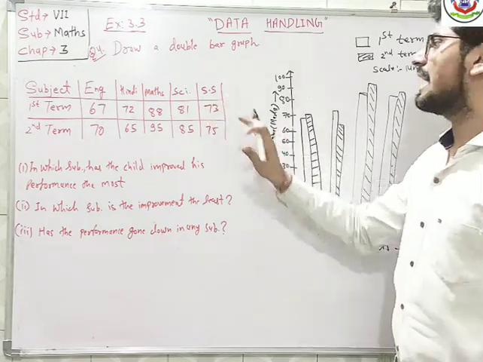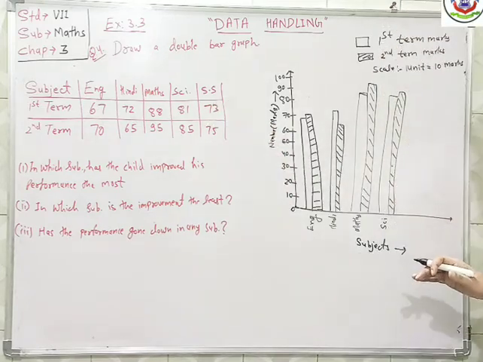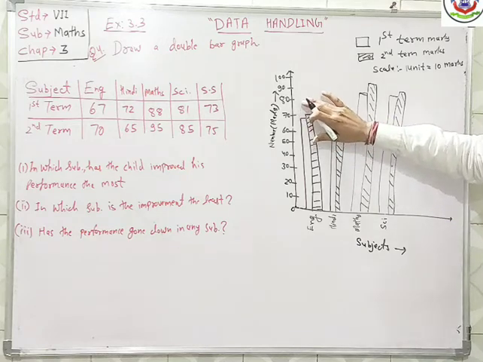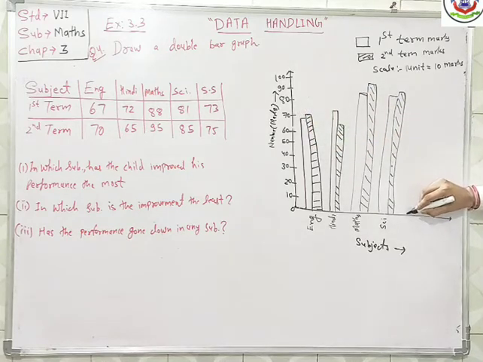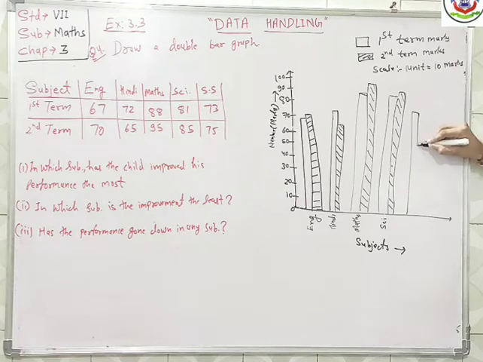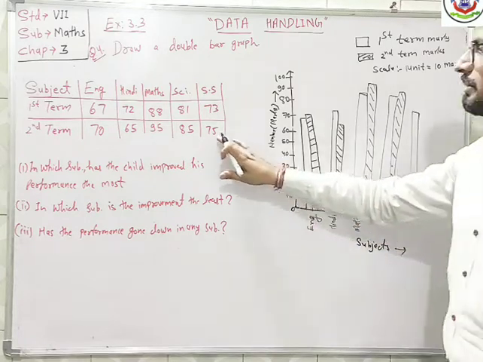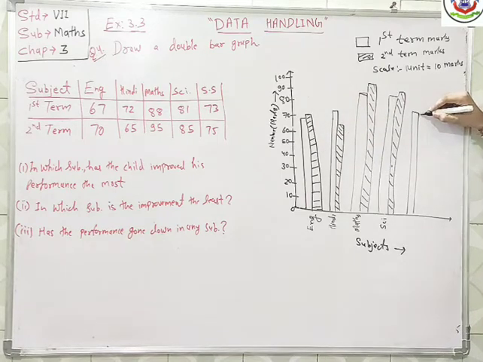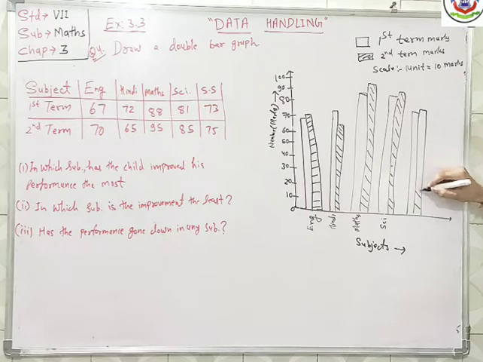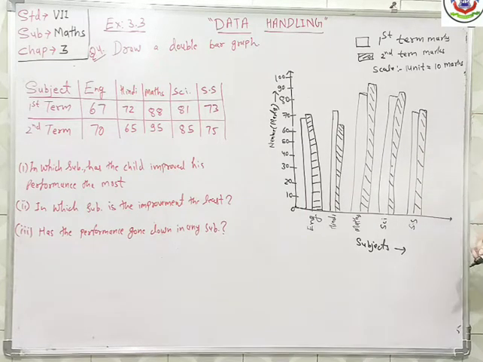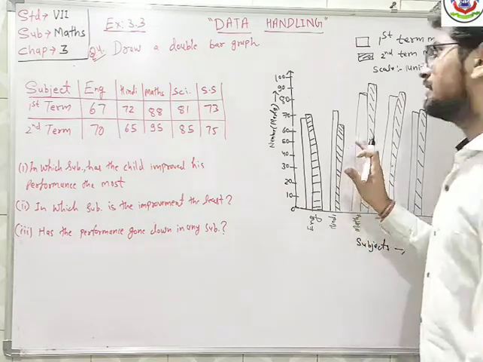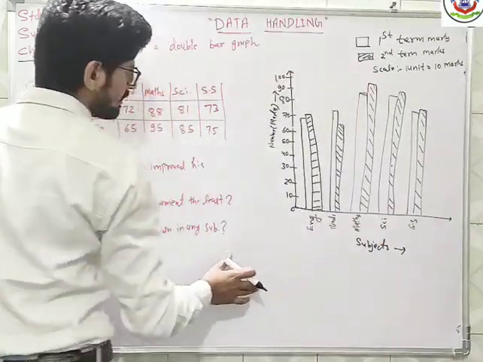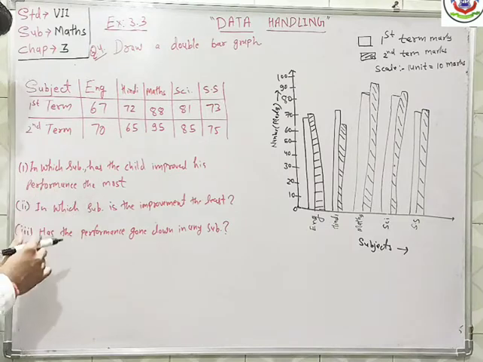And the last one is SS. In SS, in first term he got 73 marks, which is between 70 and 80. And in second term he got 75 marks. So 75 is again between 70 and 80, but just above the previous bar. So these are the marks for SS. Okay, so we draw the double bar graph. Then we have to answer the following questions.